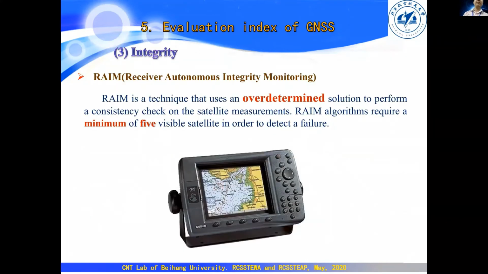So the receiver itself can also be used for an integrity check, called RAIM, Receiver Autonomous Integrity Monitoring. If you have an over-determined solution in the receiver, it provides you this capability. For example, if you use 4 satellites to make a position, but you can see 5 satellites, the 5th satellite can be used to detect a failure.